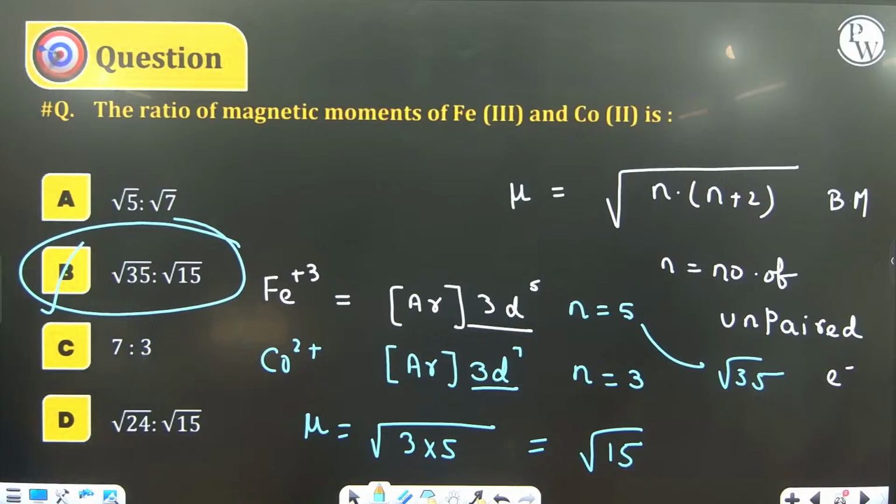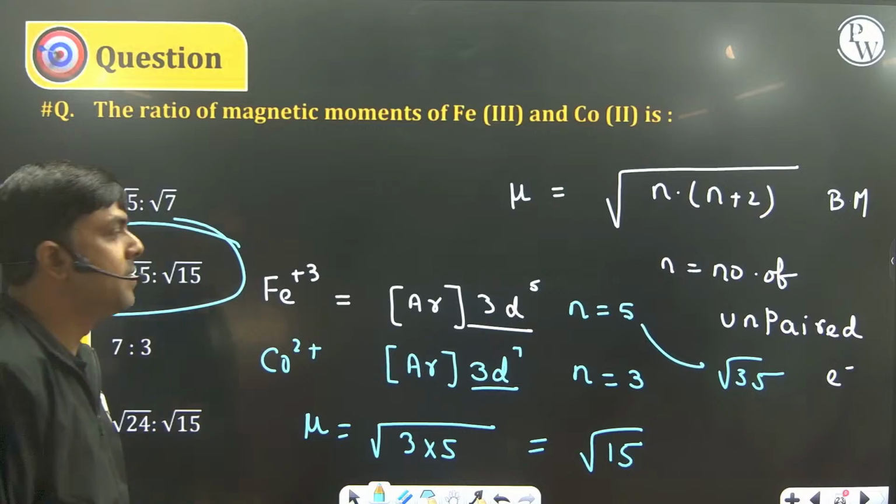Siddharth, Satyam B, Sahil A. Sahil, please recheck your answer. Root 7 is to root 3? No, please check. Okay, shall we move ahead?